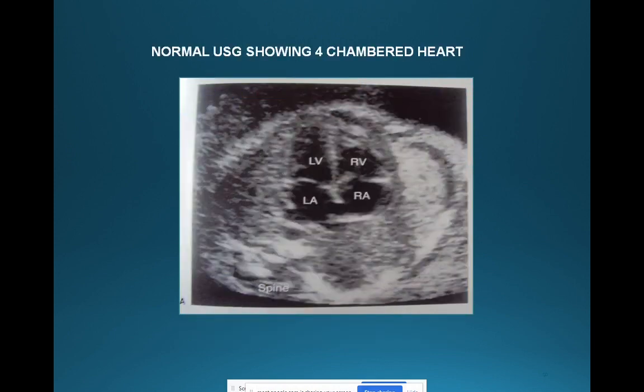This is a normal ultrasonography where you can see the different chambers of the heart, with the septum in between. This is the interventricular septum, the interatrial septum. These are the valves with the canals.